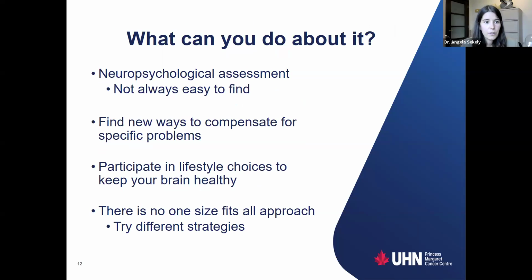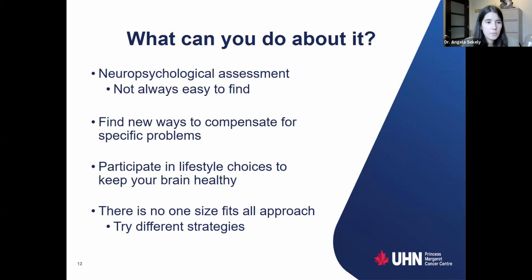I want to move into the part of the talk where I go through some strategies to help manage these symptoms. There are a couple of different ways to try to manage or deal with these symptoms if you're noticing any of them. Of course, as a neuropsychologist, I recommend a neuropsychological assessment, but that's really challenging to find. It's not conveniently or easily offered, and it's really not feasible for a lot of folks to access. I'll tell you a little bit about what it is, just in case you want to explore if this is something that's available for you.